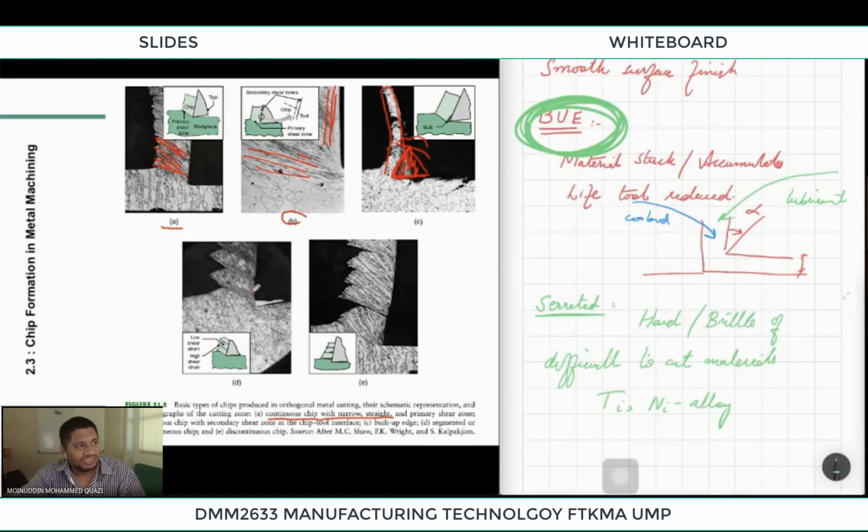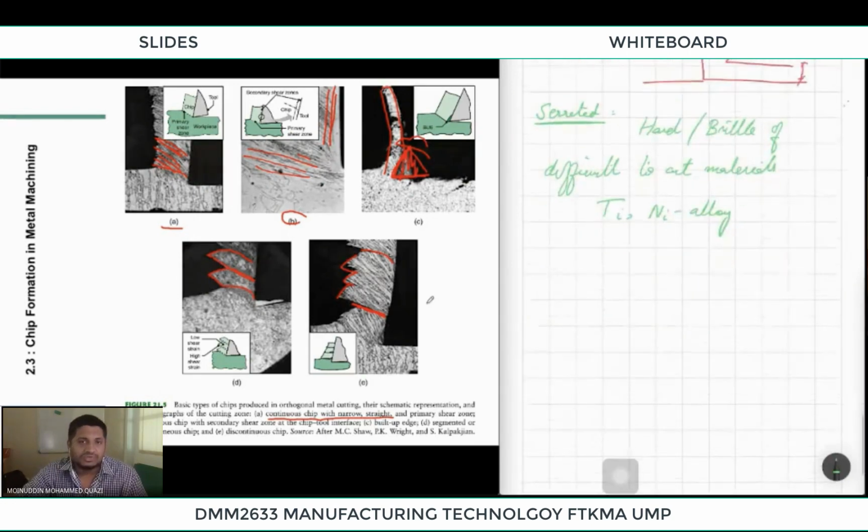So here you can see different shear zone number 1, then shear zone number 2, and then discontinuous means it is broken already here, this part broken. It is also kind of a serrated, but it is moving towards breaking. So here also it is almost about to break. So these are microscopic images of different types of chips that are produced.